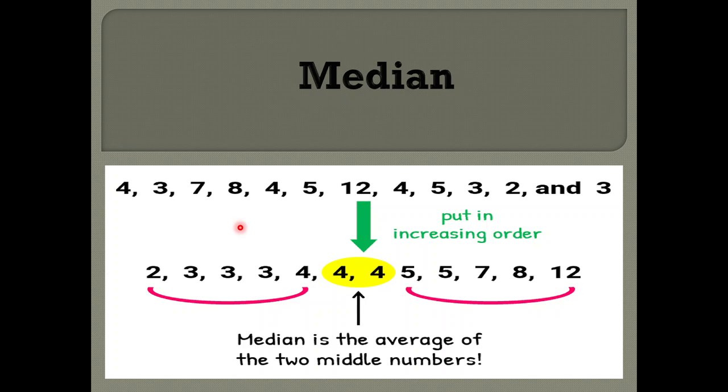Coming to median, these are all the values given, and the question is to find the median of these. What we have to do is place them in sorted order. If you have observed, the elements placed here are all in ascending order, like increasing order, like 2, 3, 3, 3, 4. If I count the middle values, I got 4 and 4. We take the average of these two, which is again 4. So the median of these numbers is nothing but 4.